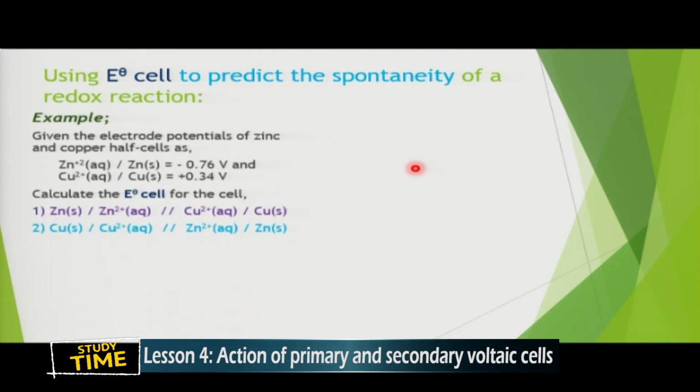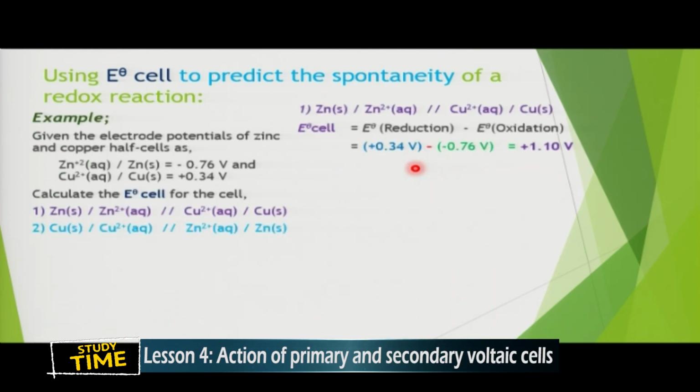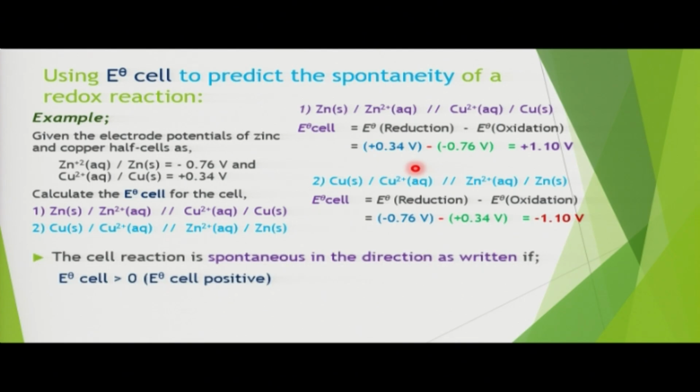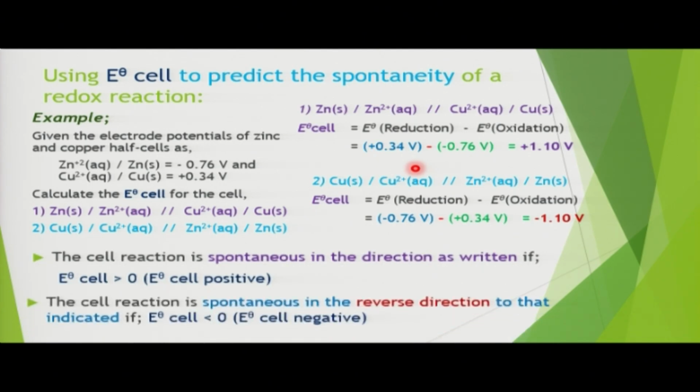So in predicting the feasibility, we look at whether the reaction is spontaneous or non-spontaneous. Look at this example: zinc connected to copper, zinc losing electrons, copper gaining. Then another, copper losing electrons, zinc gaining. Which of these two is spontaneous? From your understanding, zinc loses, copper gains, and that is evidenced by the electrode potential value, which is positive. But if you reverse, then the value becomes negative.